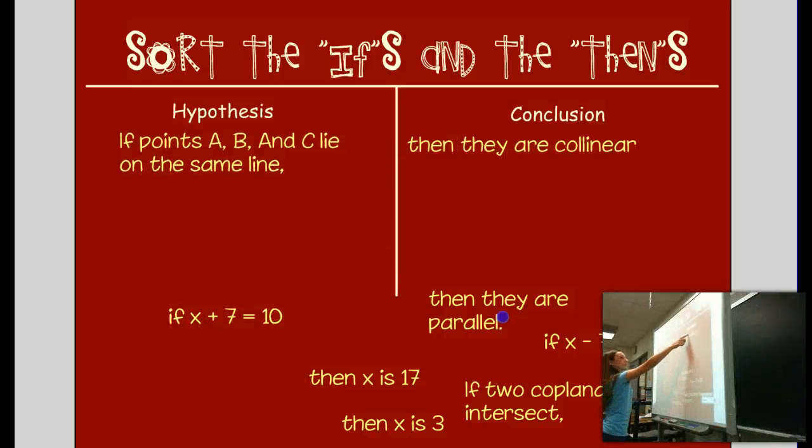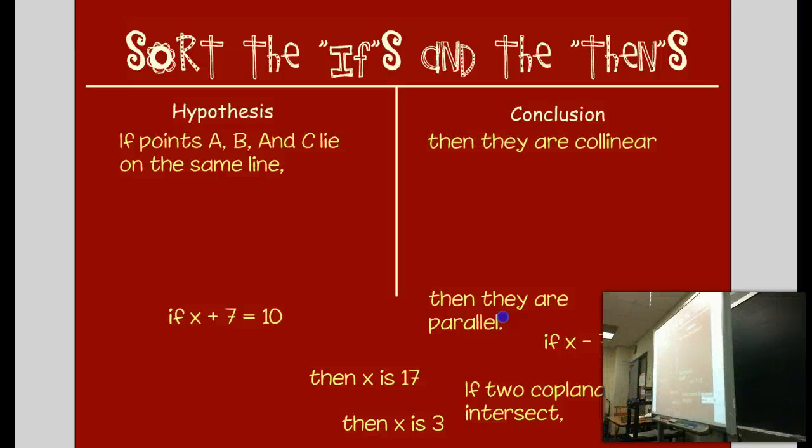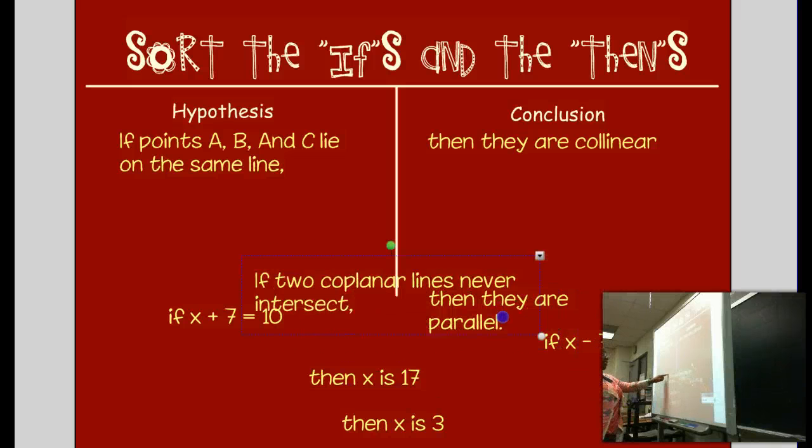If points A, B, and C lie on the same line, then they are collinear. Perfect. Thank you. Uh-oh, there's some algebra in there. Is that okay? We just did this one. Yeah, just do whichever one you feel comfortable with.